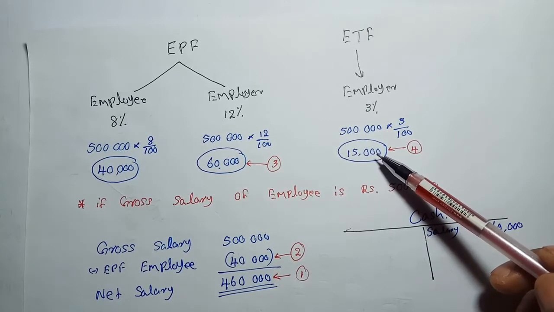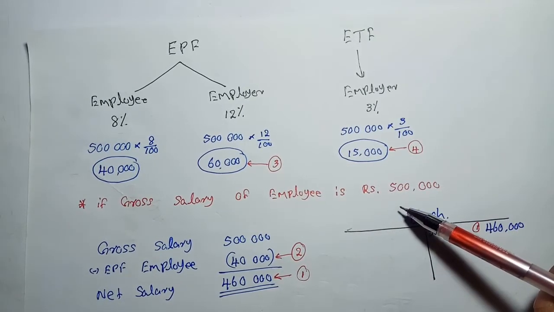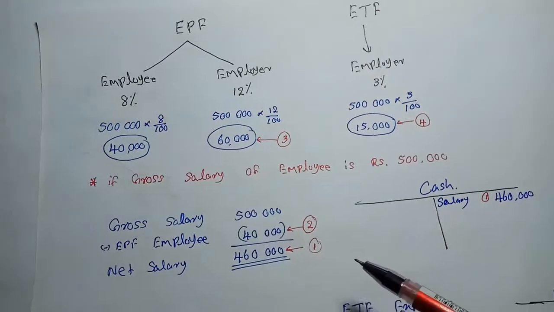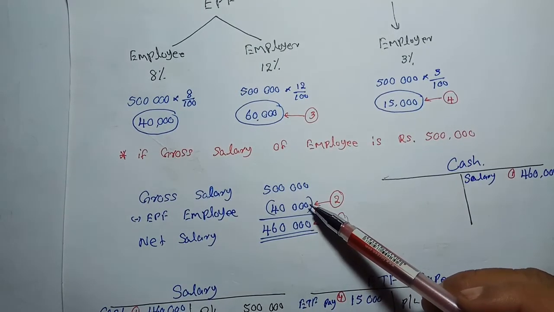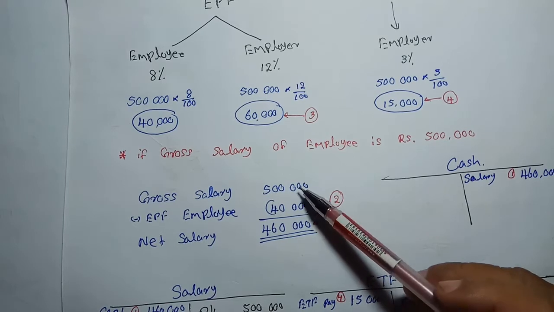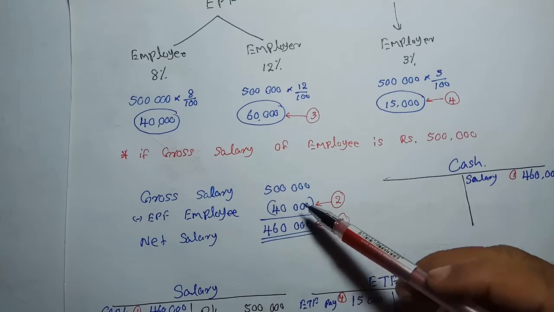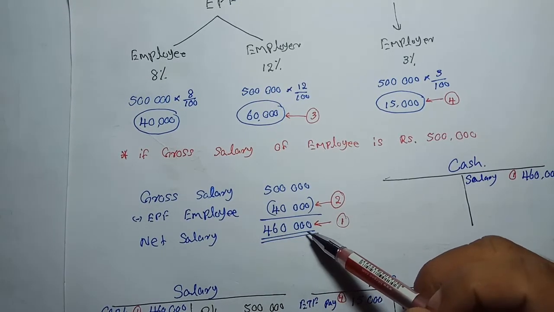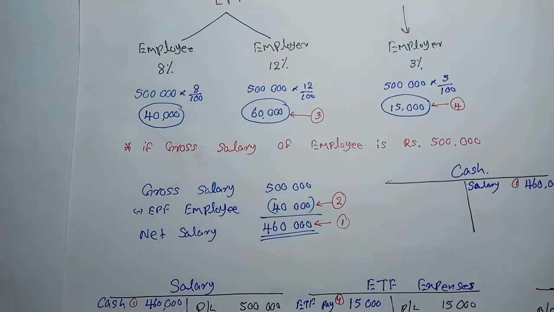Therefore, first you know how to calculate the contribution of employer and employee. It should be calculated based on the gross salary of the employees of the business. Then when the business pays salary to the employees, the net salary should be paid. Net salary means after deducting the contribution of employee from gross salary. From the gross salary of 500,000, the EPF contribution of employee should be deducted. Then the balance amount, that is the net salary, should be paid to the employee as a salary. Therefore, you know how to record in the ledger accounts.